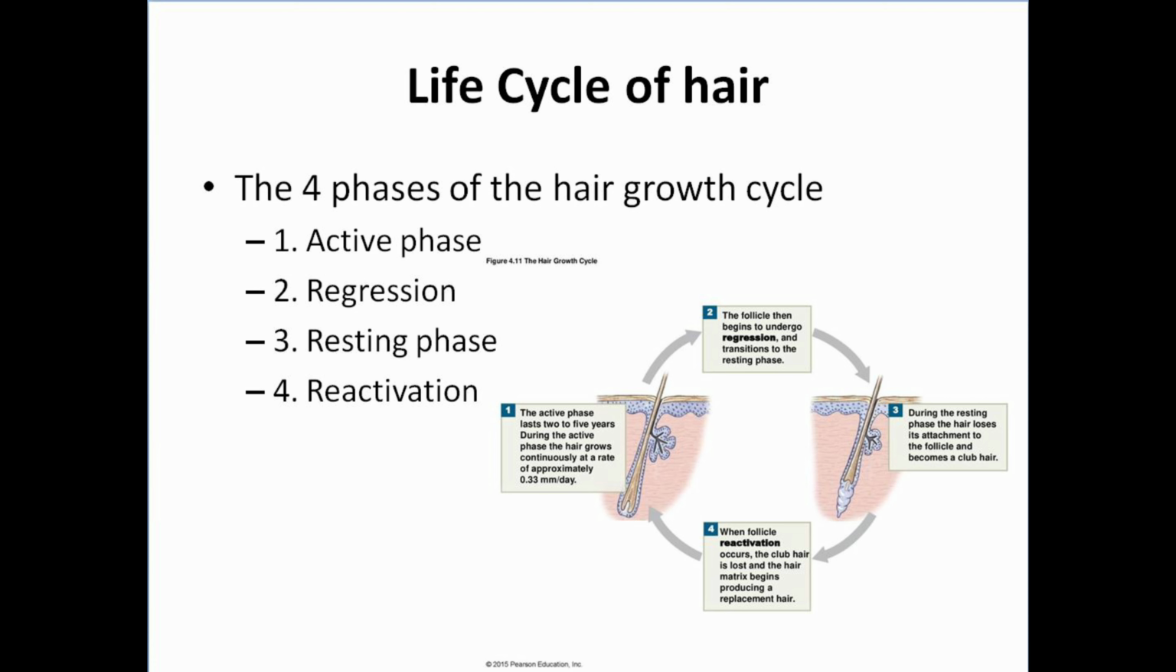In the regression phase, the follicle becomes smaller and hair stops growing. It then transitions into phase 3, resting phase, in which the hair loses attachment to the follicle. Once it is in this phase, the hair is considered a club hair, which means it isn't active anymore. The 4th phase is the reactivation phase. This is when the hair follicle produces new hair that will push out the club hair as it grows towards the outside surface.